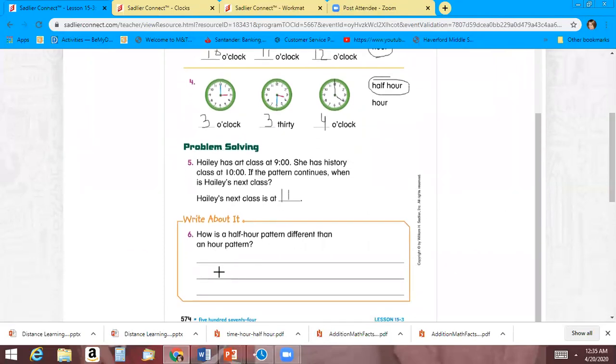For number 6, how is a half-hour pattern different than an hour pattern? Well, a half-hour pattern is different because a half hour is 30 minutes, where an hour pattern is 60 minutes. So that's the difference between a half-hour pattern and an hour pattern. There's 30 minutes between each half-hour pattern and 60 minutes between each hour pattern. So it's really important that we know that there's 30 minutes in a half hour and 60 minutes in an hour.